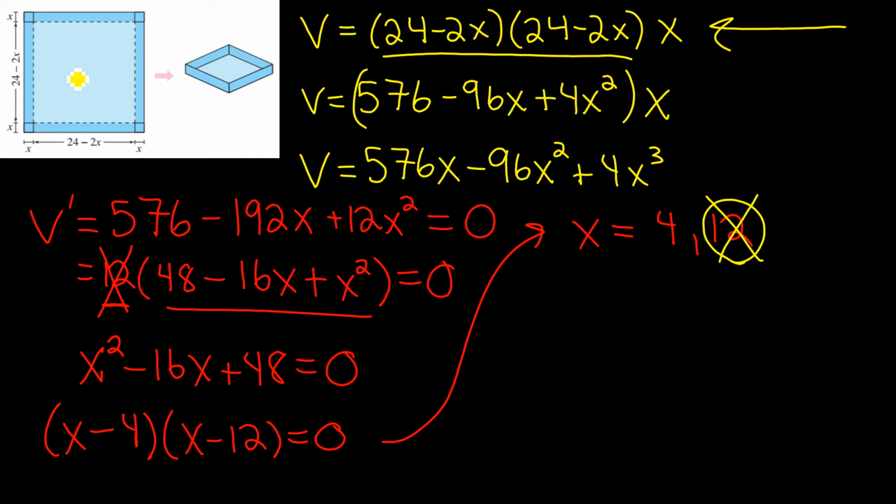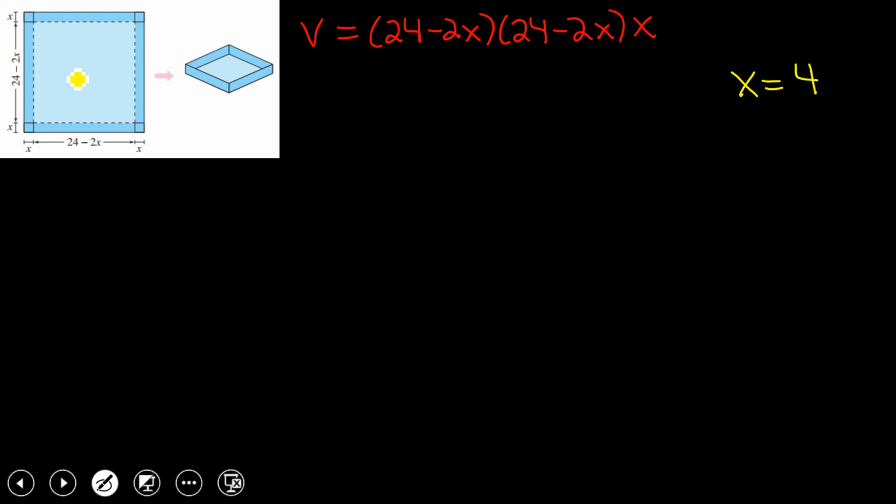Now, what I'm going to do at this point is move to another slide. I know that my volume equation was 24 minus 2x times 24 minus 2x times x, and I know that my critical number that I found is 4. That's the only critical number. So now I have to check the endpoints. What values of x am I actually allowed to use, right? What are the earliest numbers and what are the last numbers?